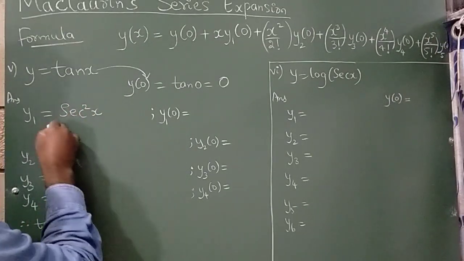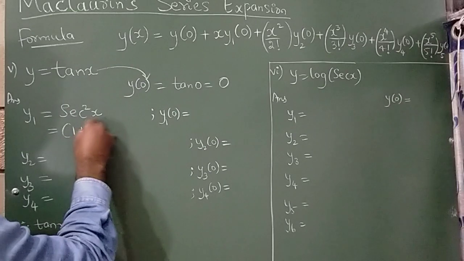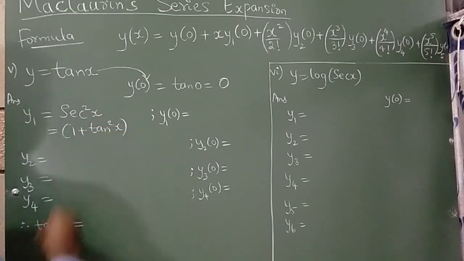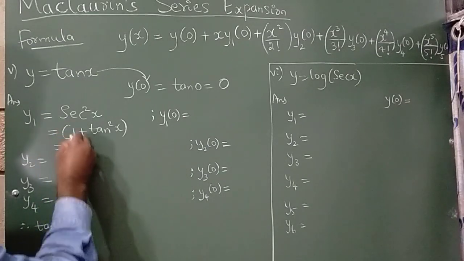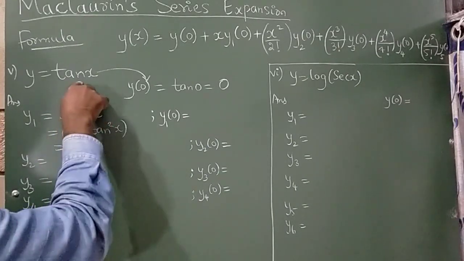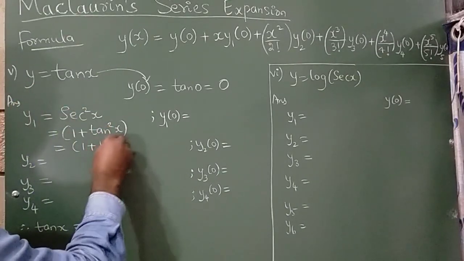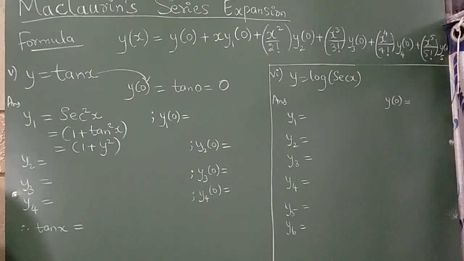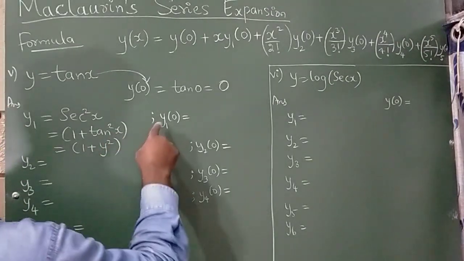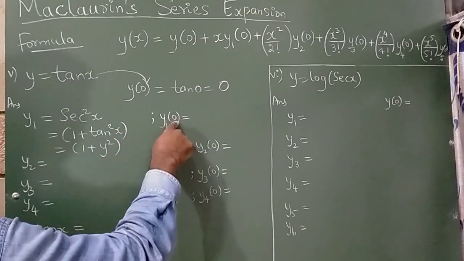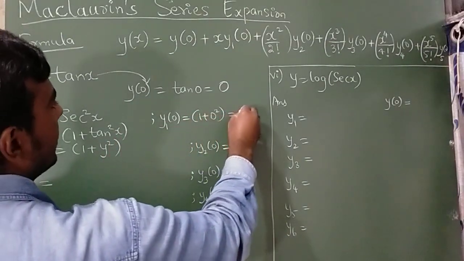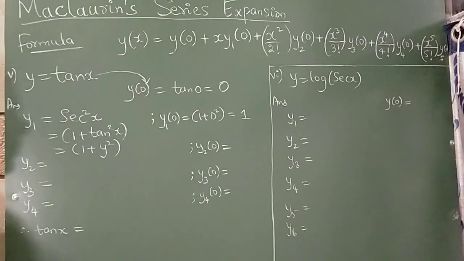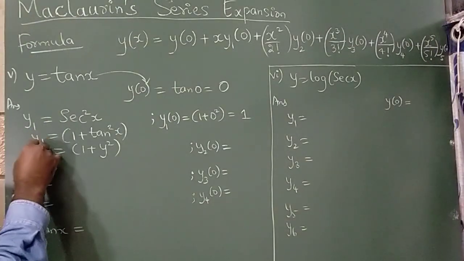Fine. So this can be written as 1 plus tan square x. This is the formula of secant square. So this also can be written as 1 plus, what is tan? It is y. Then I must write 1 plus y square. Fine. Now in place of x, if I substitute 0, then it will be 1 plus 0 square. So 1 plus 0 square is nothing but 1. Now this was about y1.